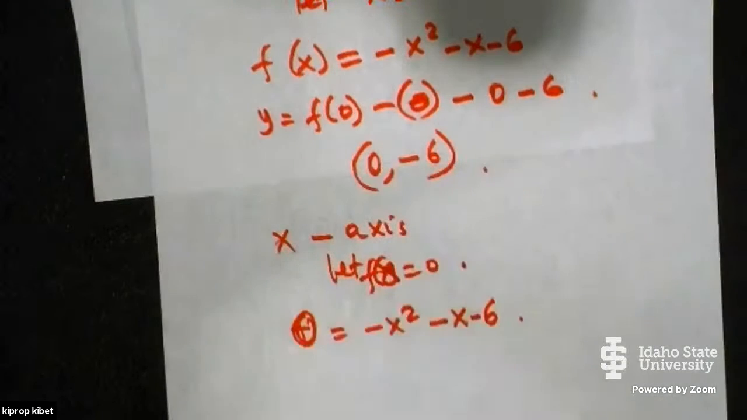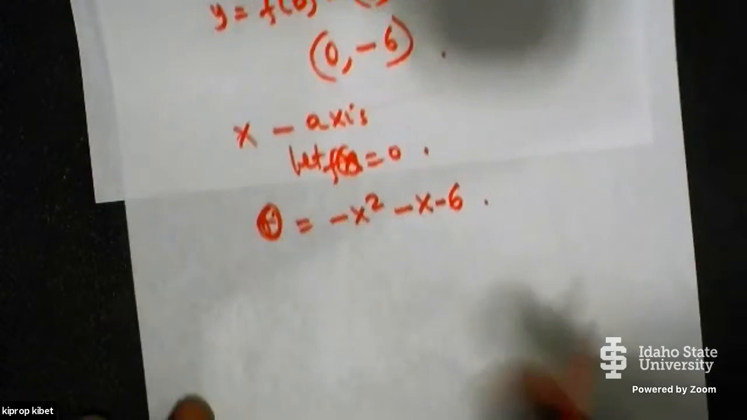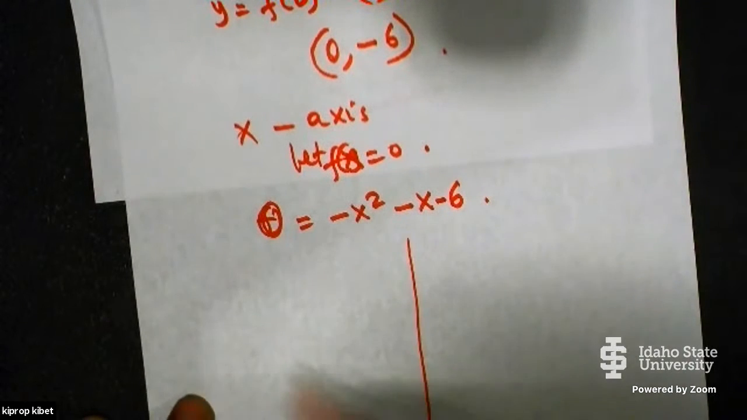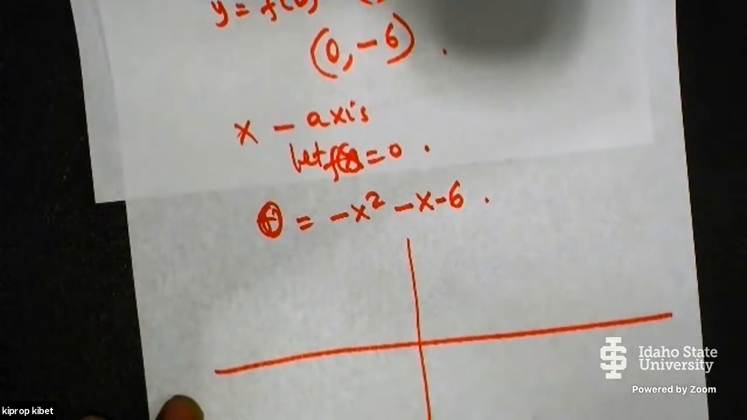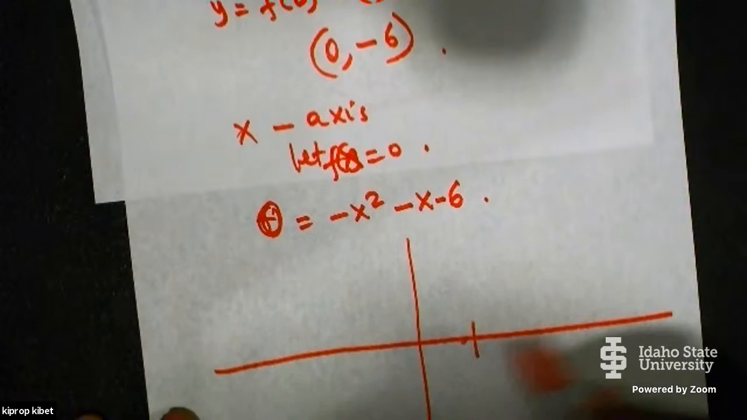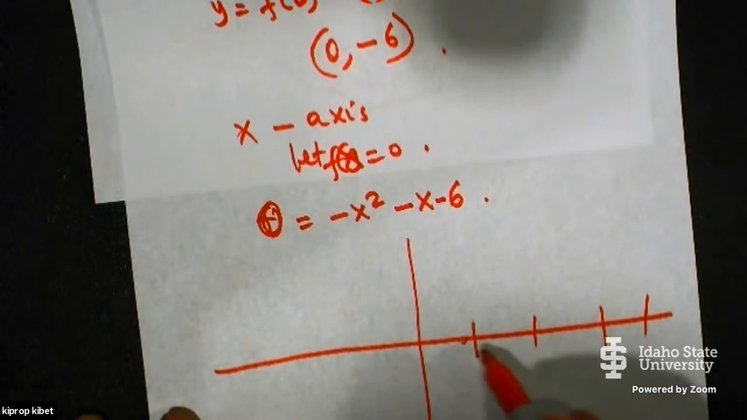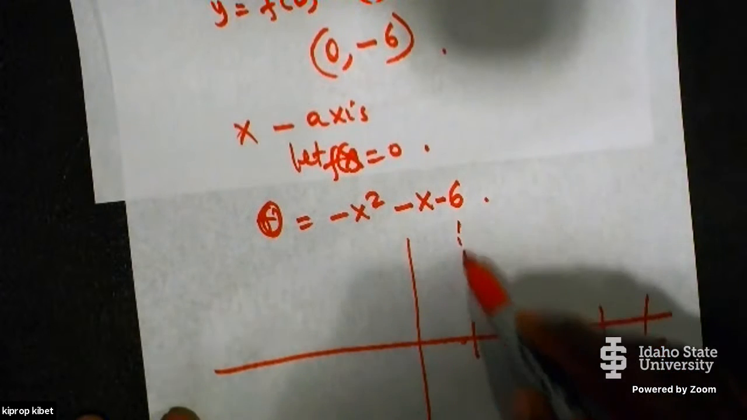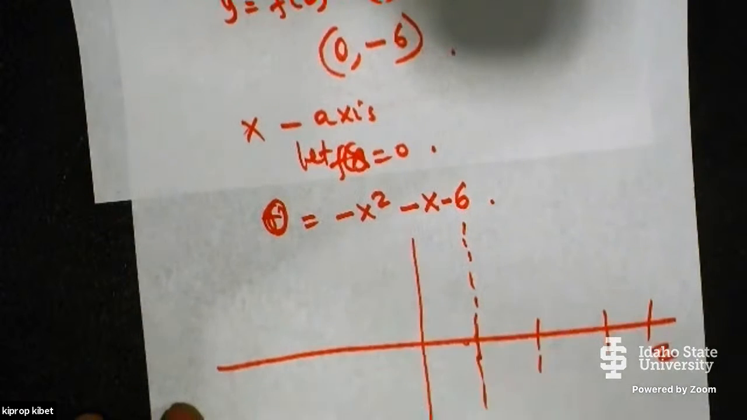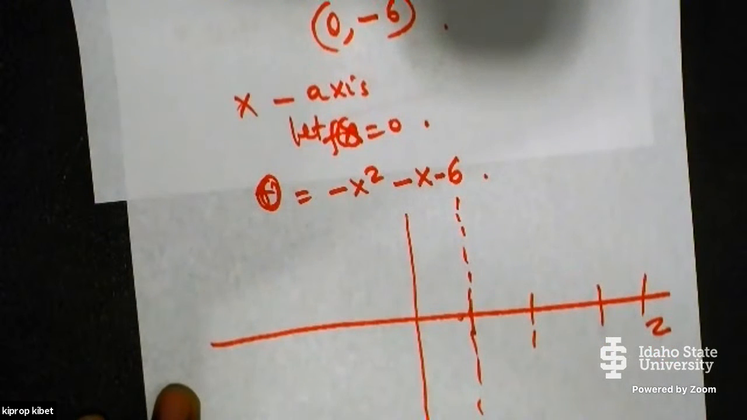Now, after getting all this, you now come and sketch. You start by getting the axis of symmetry. Let's say this is 1, this is 2. So the axis of symmetry was 1 over 2. So that is the axis of symmetry.